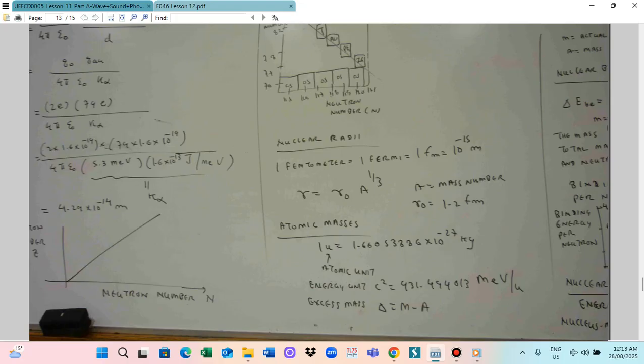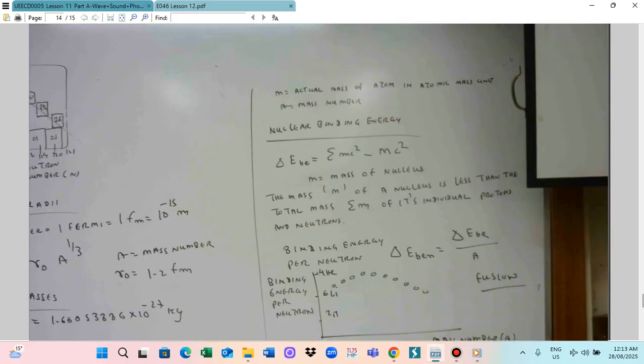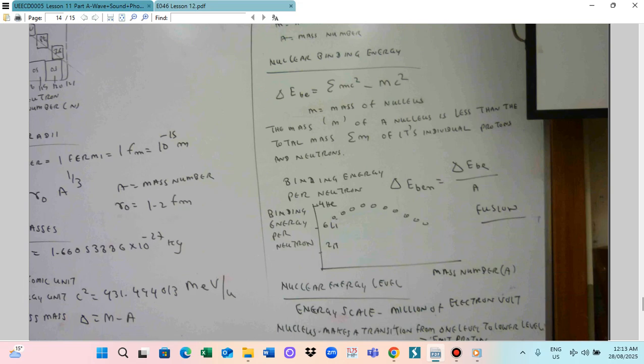So the mass defect is M minus A. A means the atomic unit, and M is the accurate mass of the atom. So the difference is the mass defect. As for the nuclear binding energy, the nuclear binding energy is delta EBE. So this is a summation of mc square minus capital Mc square. M is the mass, c is the light velocity, and capital Mc square means the mass of the nucleus.